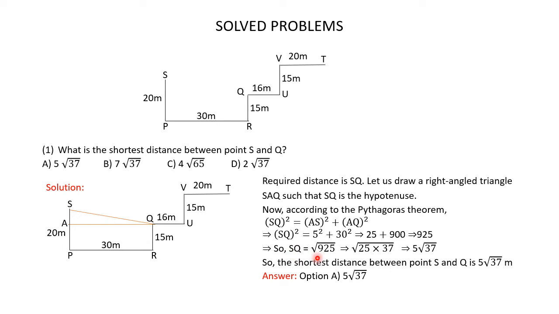So SQ is square root of 925. Now 925 can be written as 25 multiplied by 37. So SQ is equal to square root of 25 multiplied by 37, which is nothing but 5 root 37. So the shortest distance between S and Q is 5 root 37 meters. The correct answer is option A, 5 root 37.